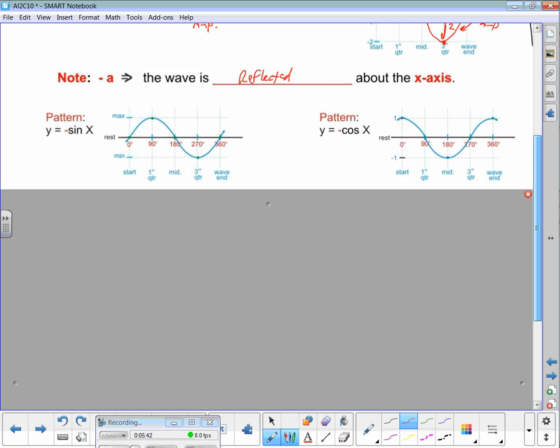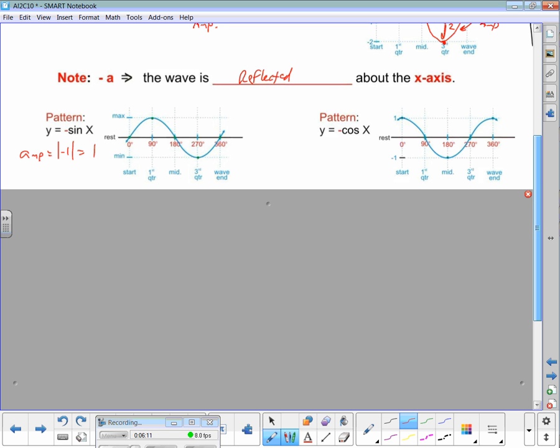All right, so we've got two examples on this one. Y equals negative sine x. First off, the amplitude is the absolute value of negative 1. And be careful, the amplitude is 1, not negative 1. Amplitudes are always positive. So the amplitude of that example is 1, not negative 1.